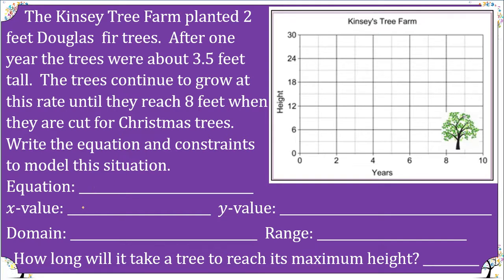First of all, X is going to be years. Each year it grows 1.5 feet. The Y value is going to be the total height of the tree. So my equation is Y equals the total height is going to be 1.5 times each year that it grows plus what it starts out to be at 2 feet. So let's graph this. So these are going up by intervals, or increments, of 3.